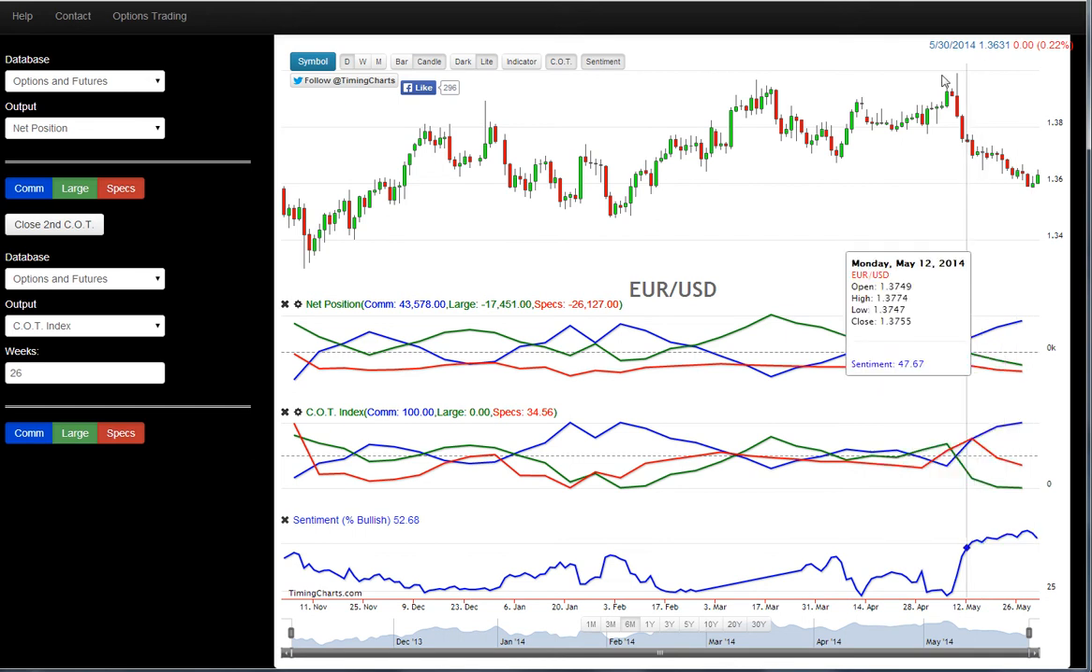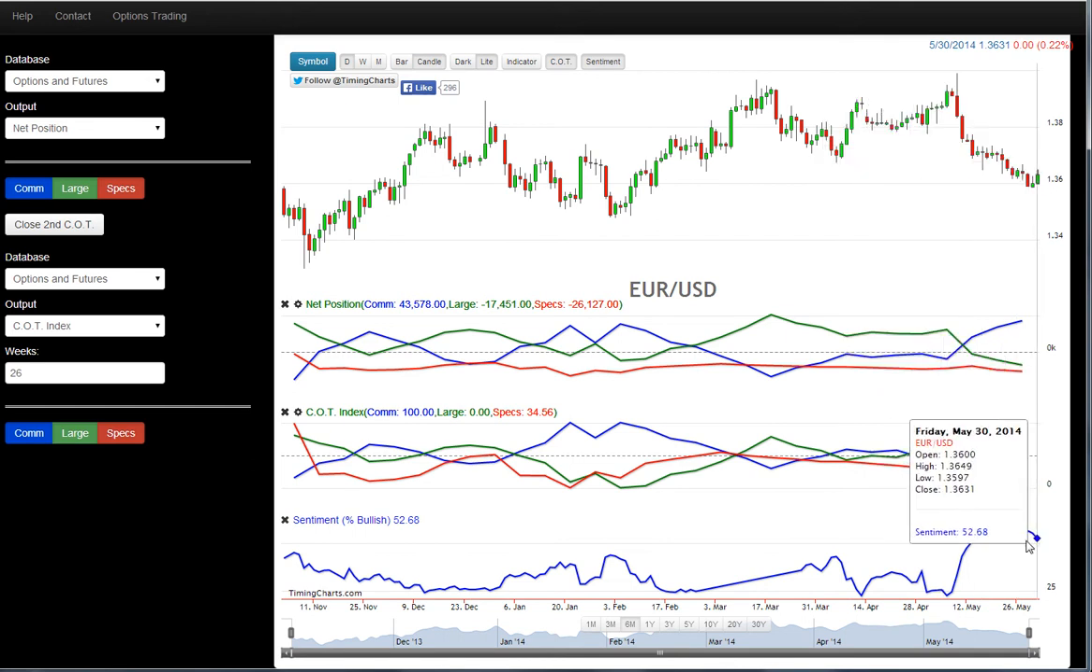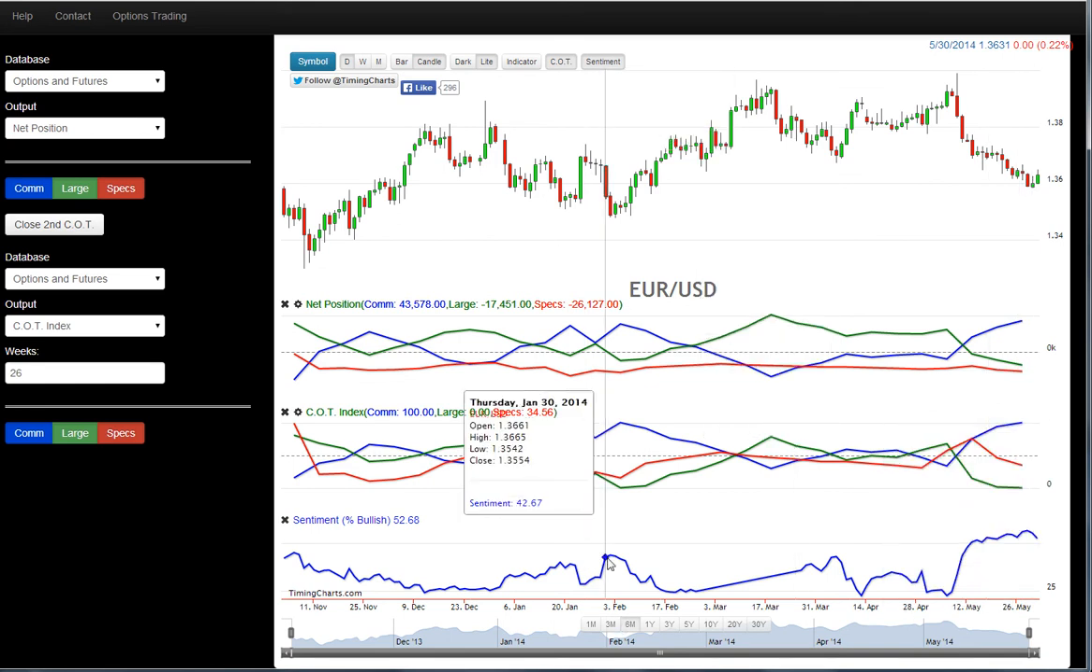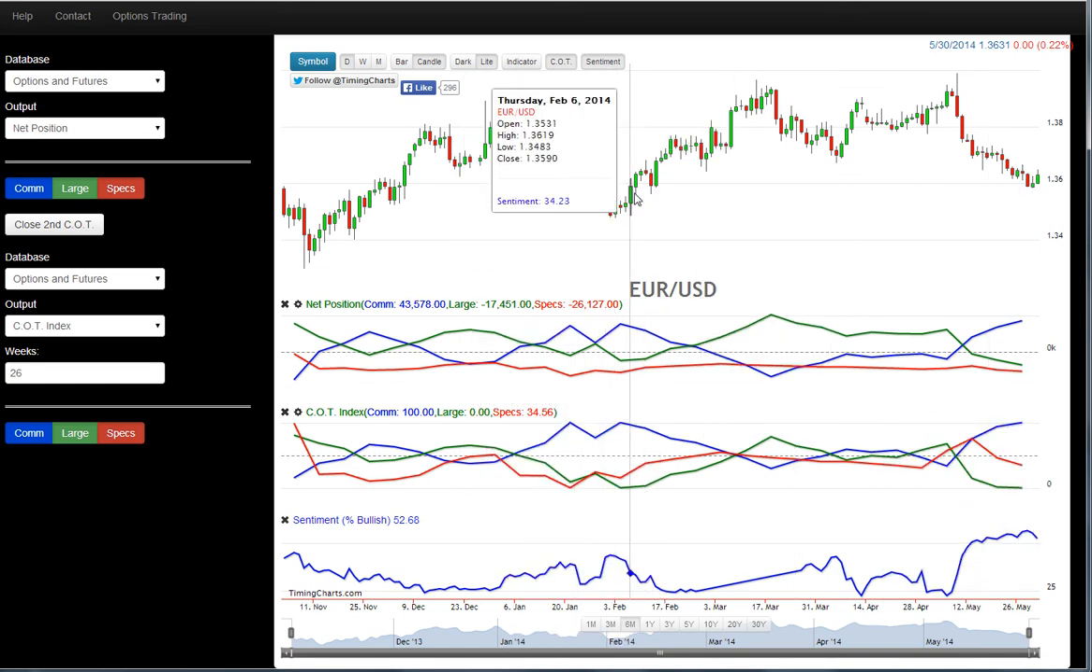Sentiment pushing higher, euro coming down. So let's see if this sentiment takes out this pivot low right here and pushes lower, like right here. And you can see the euro tracing up higher. So that's the Commitments of Traders report.